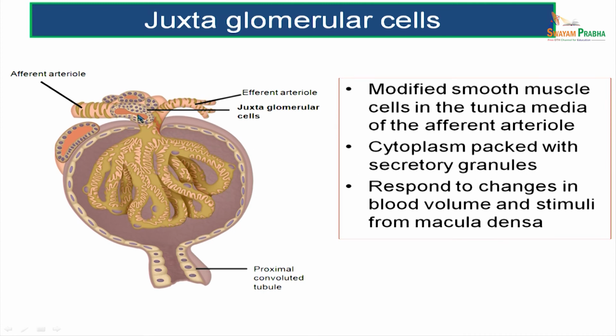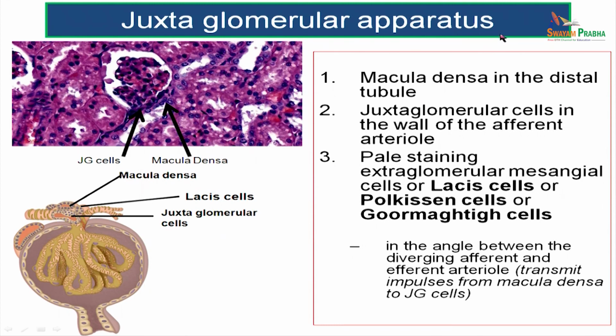These JG cells or juxtaglomerular cells respond to changes in blood volume and they are stimulated by the macula densa. See the close association between macula densa and juxtaglomerular cells. These two are in close association. So, what is juxtaglomerular apparatus? As you can see from this picture, it has got three components. One is macula densa in the distal tubule, two is juxtaglomerular cells in the wall of afferent arteriole, they are the modified smooth muscle cells.